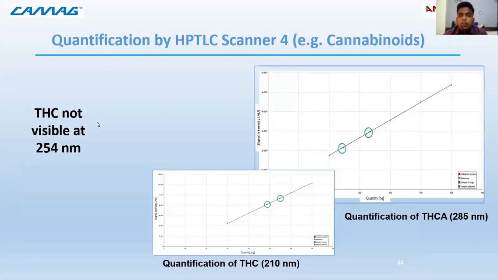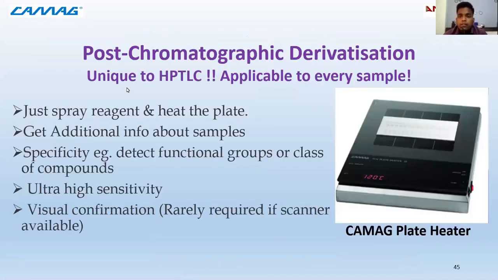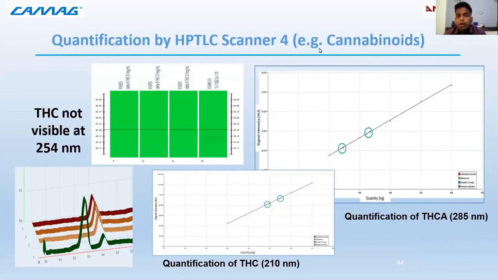Quantification by the HPTLC scanner for the cannabinoid. So this is the example. So here you can see the THC, that means tetrahydrocannabinol, is not visible at 254 after the development. Okay, and this band is for the THCA, that means tetrahydrocannabinolic acid. But after the scanning, I can say that there is one band which is there.